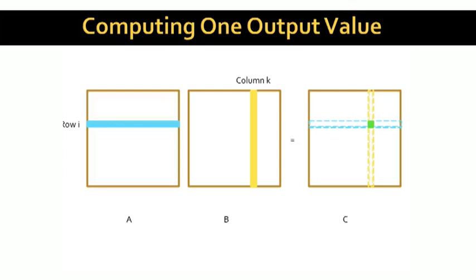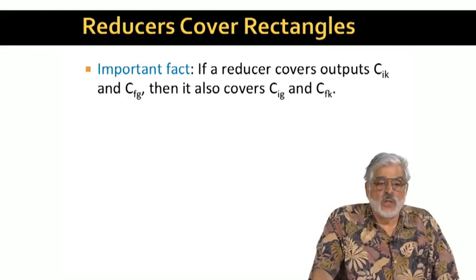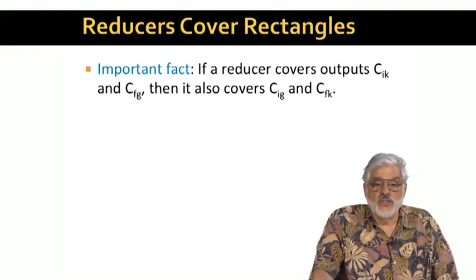Here's a picture of how you compute C_IK. The green point is computed from an entire row of A, that's the blue row, and an entire column of B, the yellow column. There is something special about how inputs relate to outputs for matrix multiplication. We can exploit it in the following way.